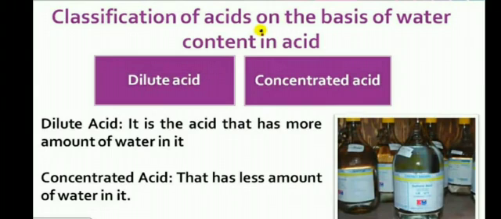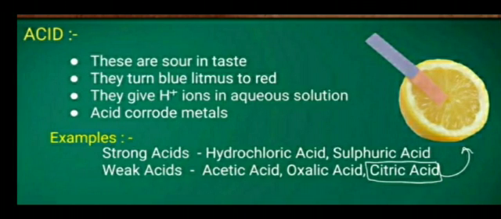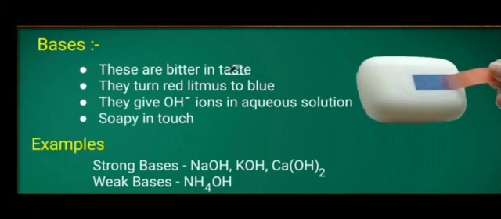Okay, students. So now I think you have understood the concept of acids and bases. You can say now acids are sour in taste, turn blue litmus to red, corrosive in nature, and they give hydrogen ions in water. While bases are bitter in taste, turn red litmus blue, and they are soapy to touch.